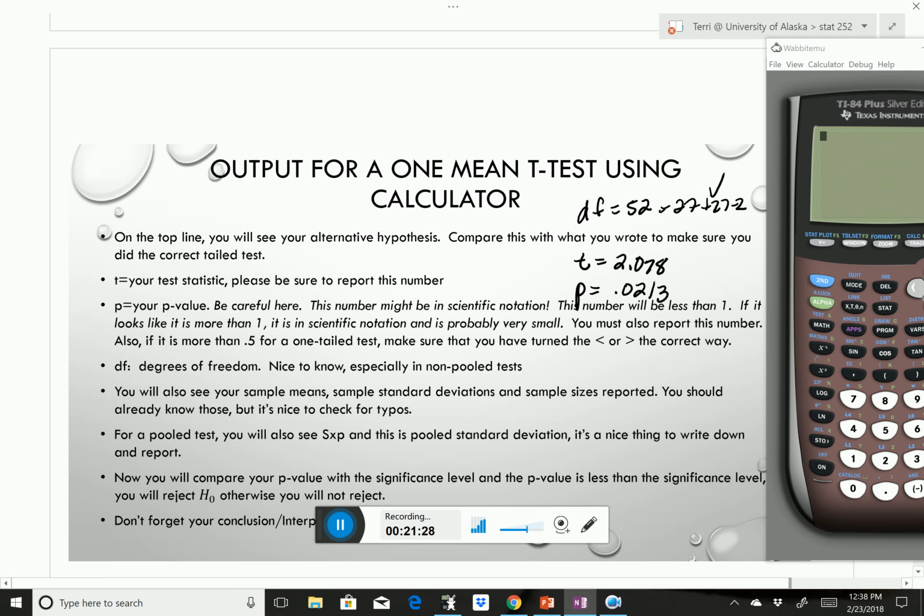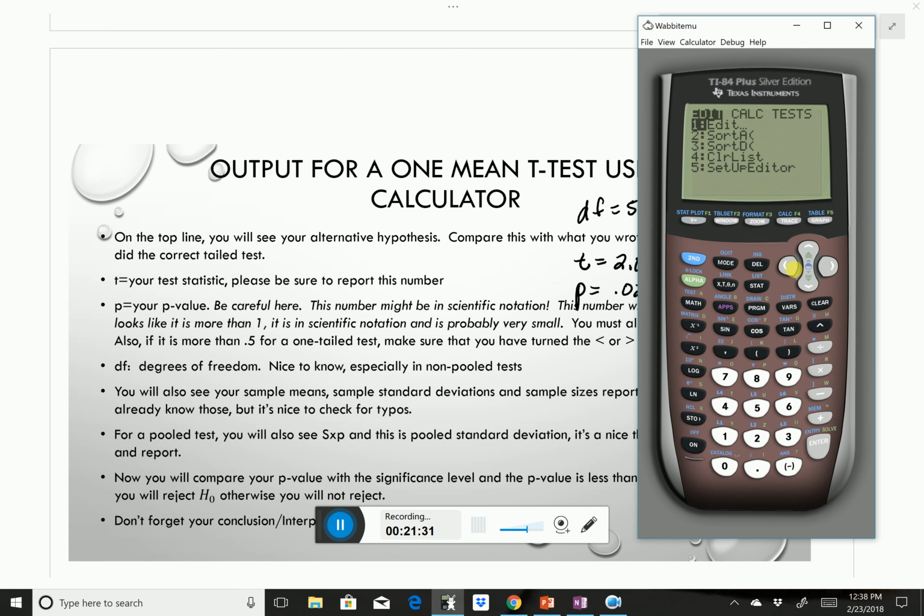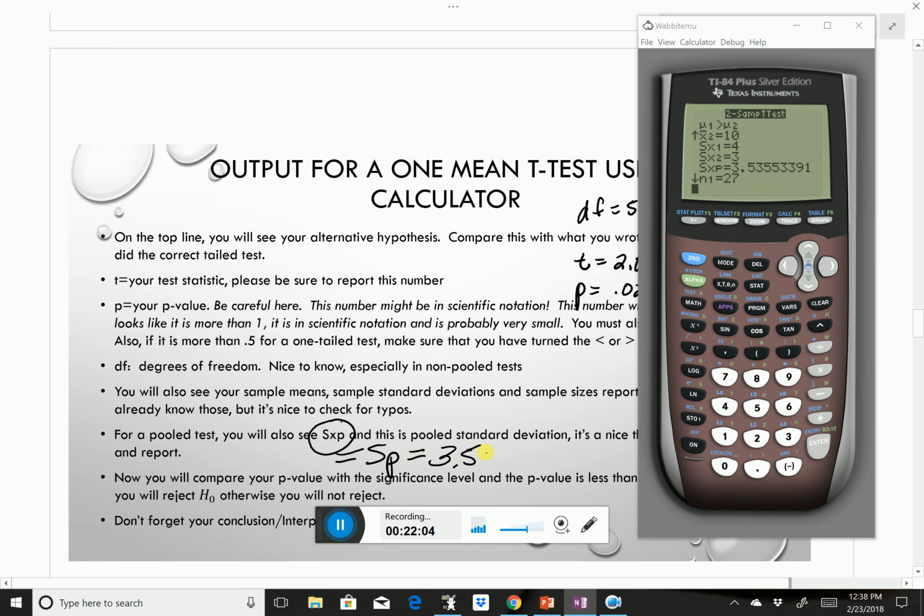So that's correct. Oops. My test went away. And that's okay because most of you can actually get it right back. It keeps the same thing from time to time. So if you make one mistake, you can always go back and fix it. So then you see your sample means again, your sample standard deviations. And notice what it gives you. For the pooled test, it gives you your Sxp. This is your S pooled. I would like to see that number reported. If for nothing else, I'm going to ask for it on the test anyway, so you might as well get used to it.